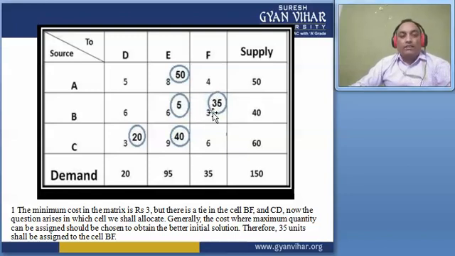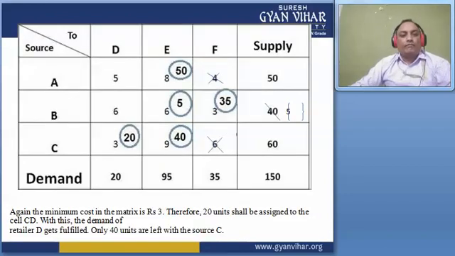So the remaining supply is 40 minus 35, which is 5. This 5 I write again in this column. So here we cross this out and only the remaining 5 is here.